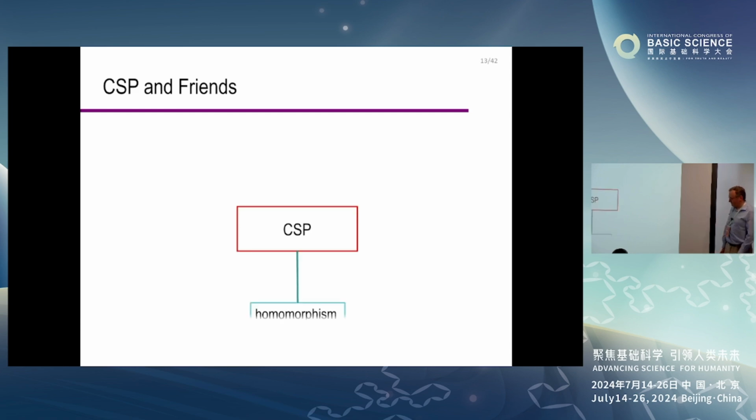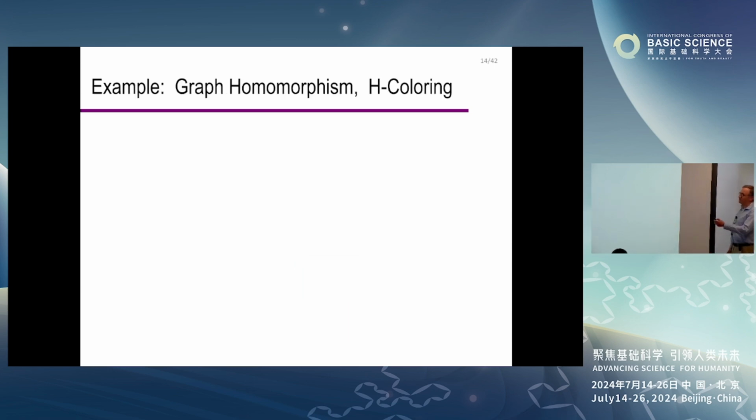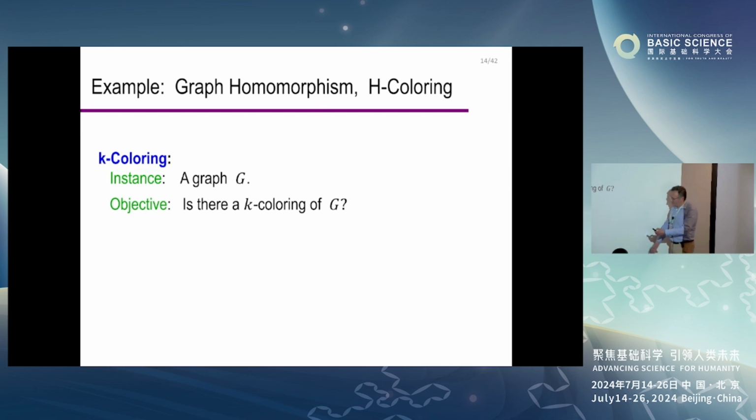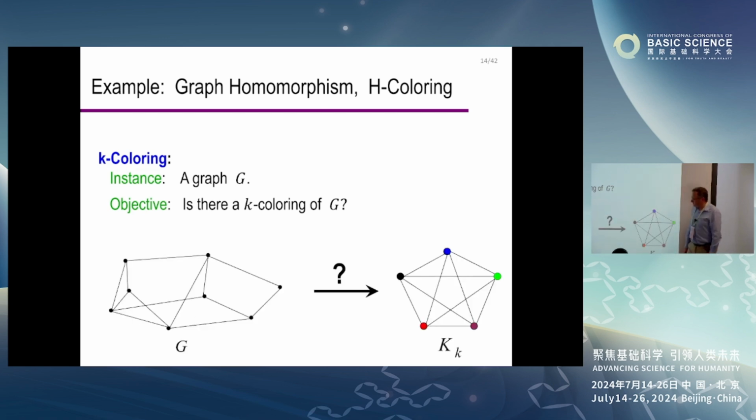Friend number 1, again, for those who like graphs and problems related to graphs, CSP is related to homomorphism problems. What is a homomorphism problem? Let's look again at k-coloring. I define this problem as follows: a k-coloring of a graph, this one, is the same as a homomorphism of this graph into K_k. In this case it's K_5, the complete graph with 5 vertices.